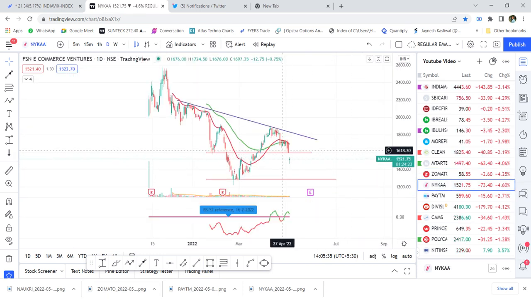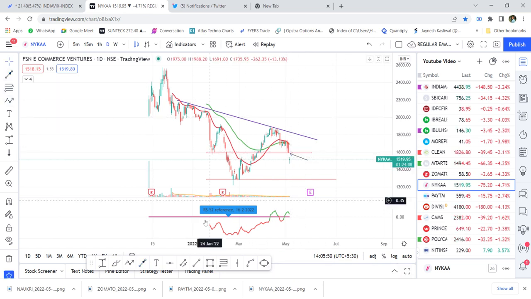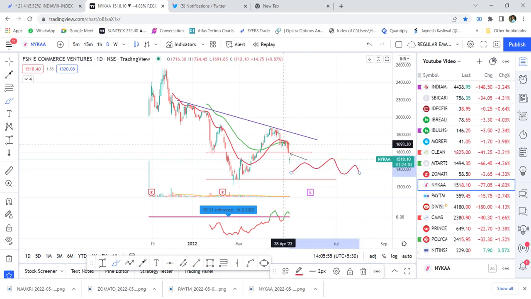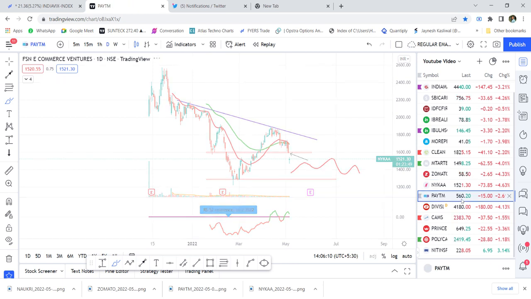The second stock is NYKAA. As you can see, the stock had a support at around 1590, and it had again taken a support at 1590. Now this time the stock will take a resistance at this area, and most likely the stock is going to stay sideways in this area. So this is the price action that is expected in NYKAA. Particularly all the recent IPO stocks are in a completely bearish zone and are a sell for me, or not even a buy for me as of now.